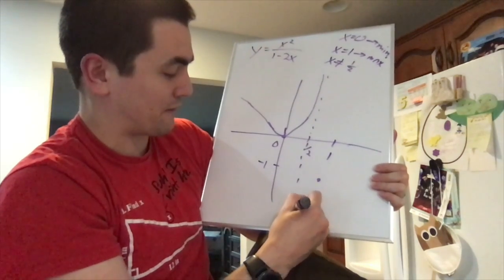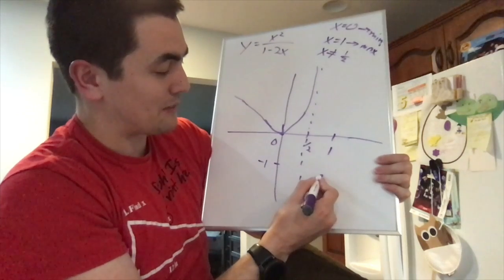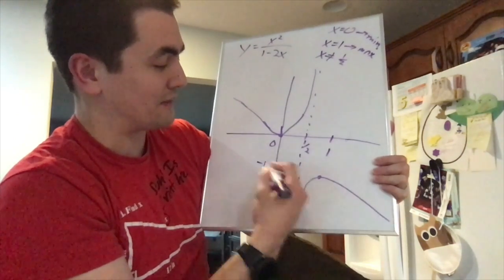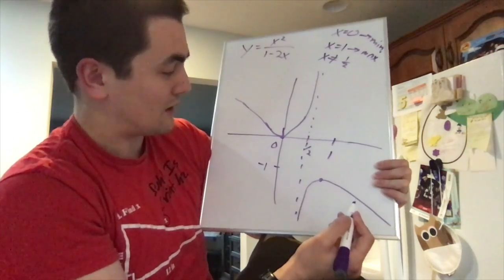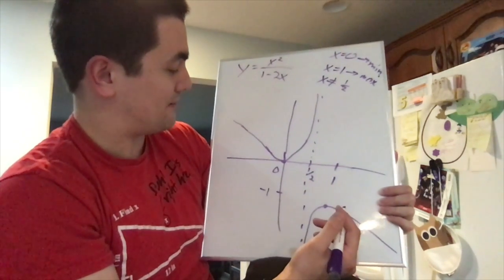So that means this is my vertical asymptote right here. It's going to hit a maximum here. And since that is a maximum, that means that way over here, it's going to have to angle downward a little bit. And that's it. Actually, that's not bad. Yeah.